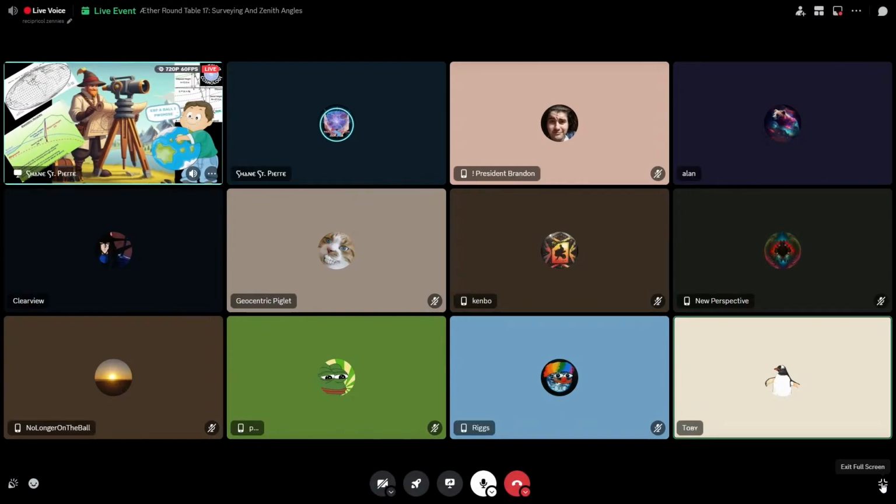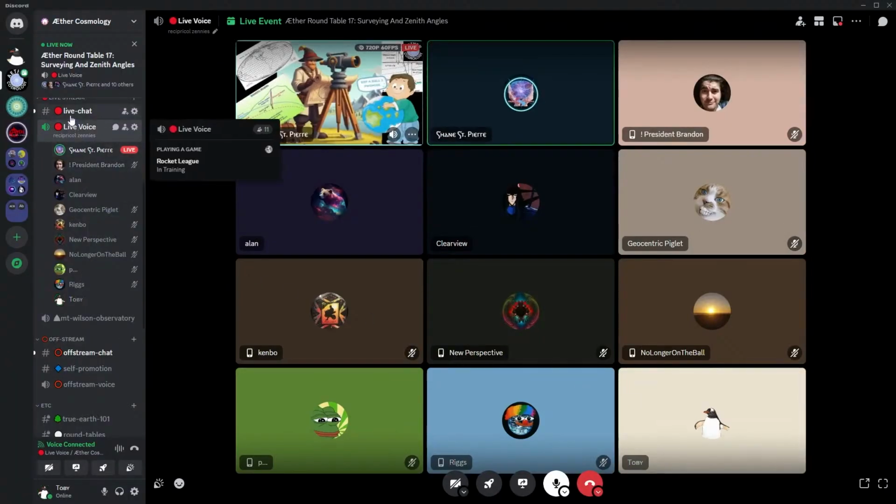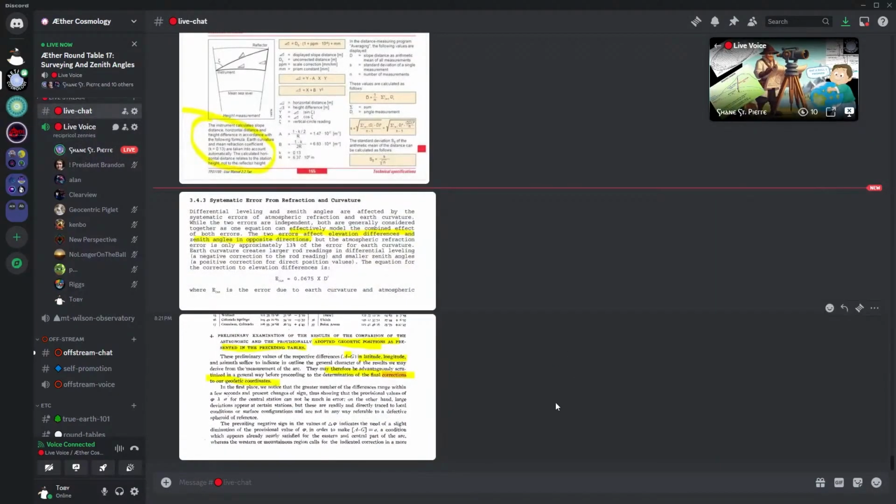Can you drop that paper, by the way? The one that goes over the refraction they found when doing those measurements, or the reciprocals, or the deflection of the vertical paper. Yeah, there's a mini. I dropped the whole bibliography, and like eight of them are about that specifically. So let's see.